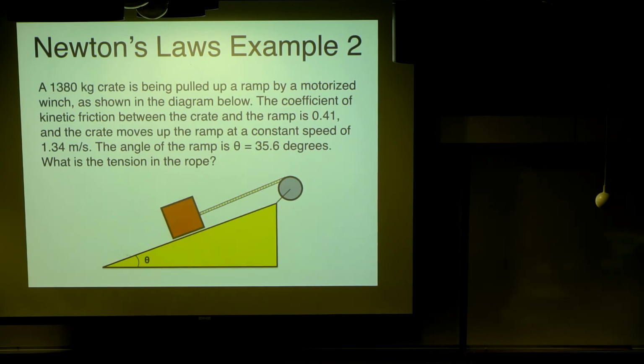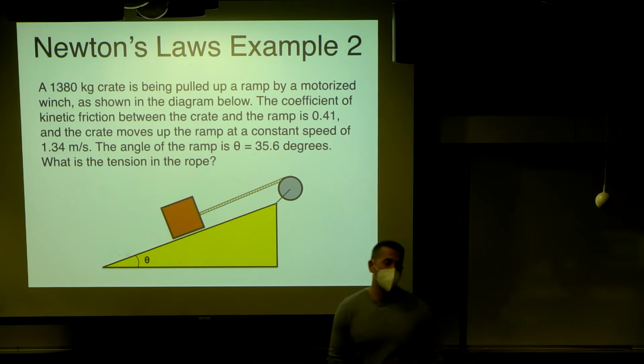Let's do this one. So here we have a 1,380 kilogram crate, which is being pulled up a ramp by a motorized winch, as you can see here. So a few pieces of information. We have the coefficient of kinetic friction between the ramp and the crate. Let's say that's 0.41. And let's imagine that the crate is moving up the ramp at a constant speed of 1.34 meters per second. We're also given the angle of the ramp, that's 35.6 degrees. So the question is, what is the tension in the rope?